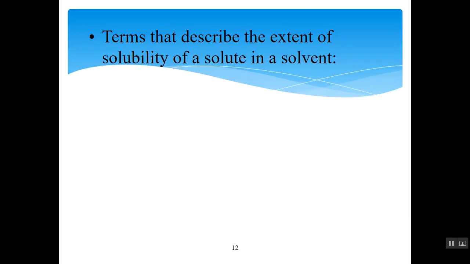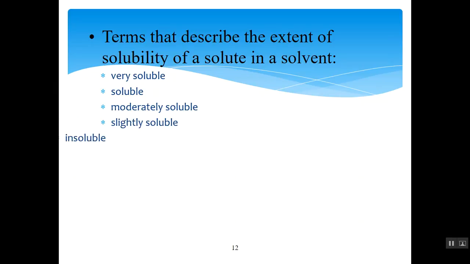These are terms that are oftentimes used to describe the solubility of a solute in a solvent. We usually say very soluble, or moderately soluble, or slightly soluble, or to the other extreme, totally insoluble. So for most substances that are added to a potential solvent, the resulting mixture can be described by any one of these terms.